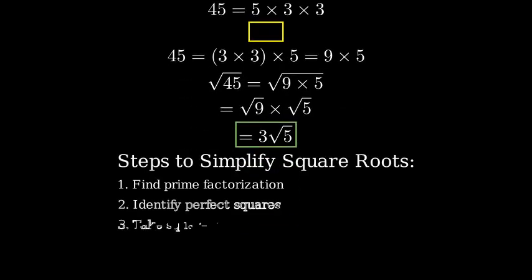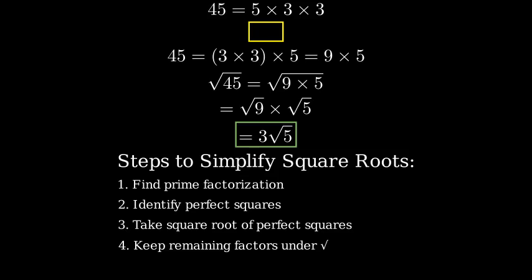To summarize, we simplified the square root of 45 by first breaking it into its prime factors, 5 times 3 times 3. We identified that 3 times 3 is a perfect square equal to 9. Taking the square root of 9 gave us 3, and we kept the remaining factor of 5 under the square root. So the square root of 45 simplifies to 3 times the square root of 5.